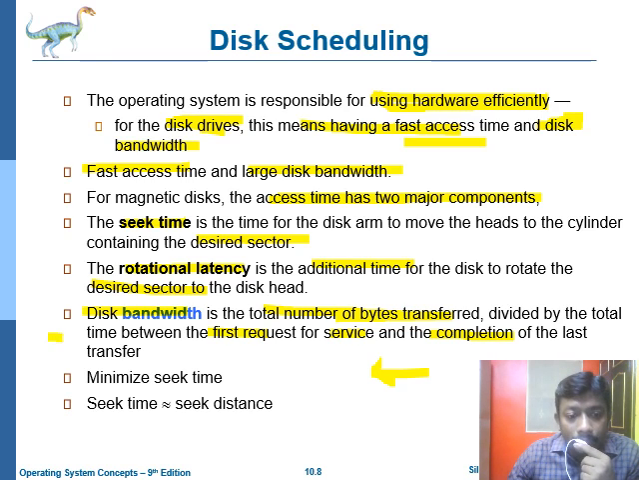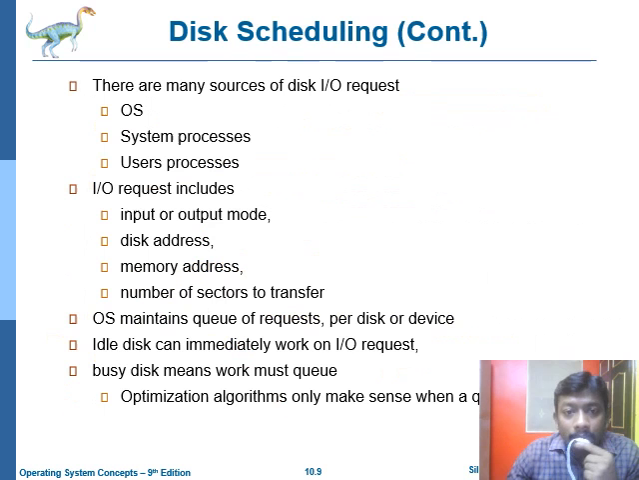So we have to maintain the minimum seek time to search a particular sector in the cylinders. We have to have a minimized seek time. It might be an approximate value of the seek distance also. So we will see this in the coming slide.